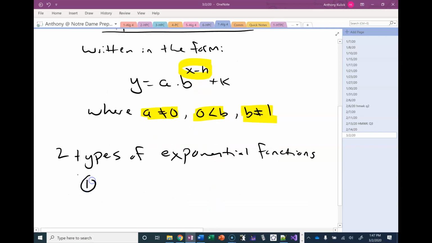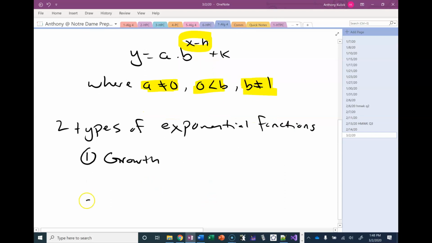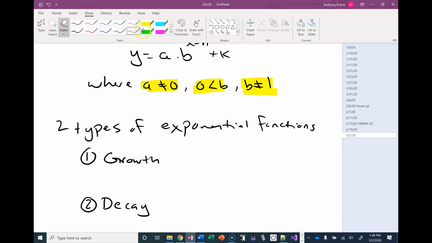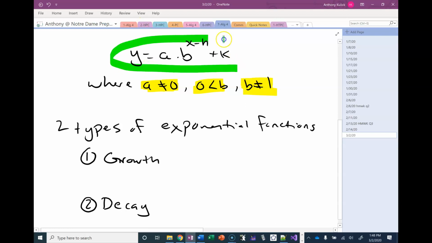So there are 2 types of exponential functions. We have exponential growth, and then we have exponential decay. If I look at my equation for an exponential function, which value, a, b, h, or k, do you think determines whether this is going to be growing or shrinking?